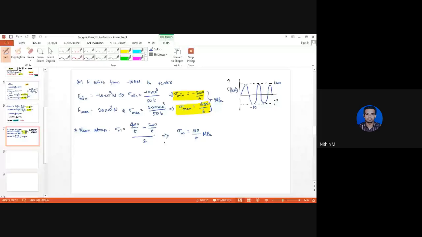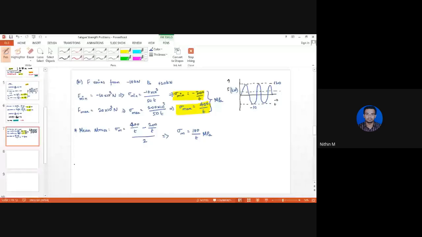Mean stress. How do you calculate mean stress? This will be 400 minus 200 divided by 2, so this will be 200 by 2. Thereby sigma m will be 100 by t MPa. Right? So if we represent that, where does it come? The mean stress is somewhere here in this range.